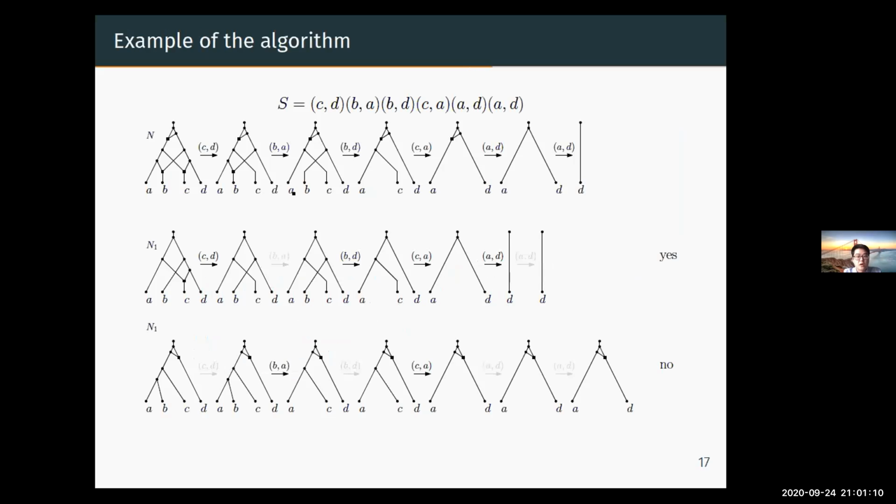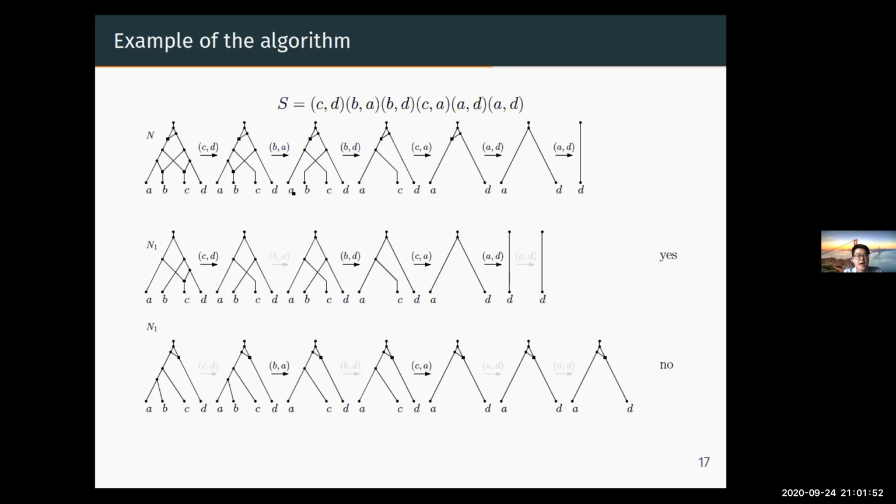Here are examples of instances. You have the larger network N and two instances, N1 and N2. This is a positive instance, where N1 is contained in N, and this is where N2 is not contained in N. We take some tree-child sequence S that reduces N. If you apply S to N1, then N1 will be reduced by S, whereas N2 will not be reduced by S. That's basically how the algorithm works.